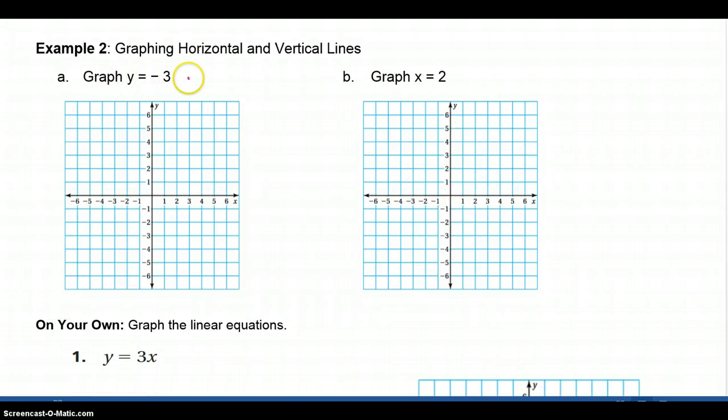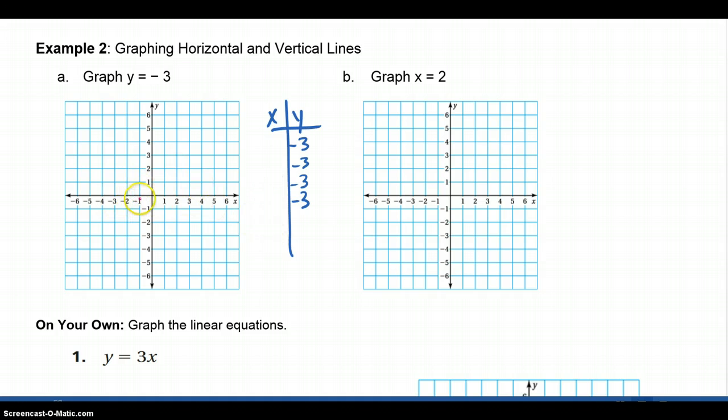So graph y equals -3. Well, we didn't give ourselves a table here, so let's make a quick table just to talk about this. These are special types of lines. When we give ourselves a table, all our equation tells us is that y is -3. What's y? -3. What's y? -3. It does not matter what x is.